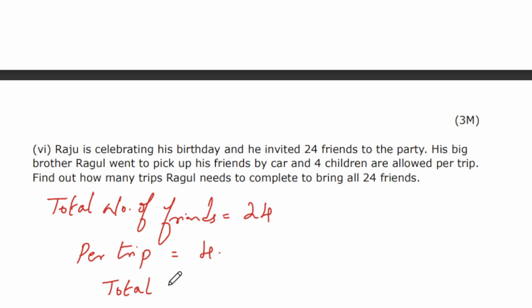So, total number of trips is equal to 24 divided by 4. So 4 sixes are 24. So 6 times. So how many trips are needed? Answer you can write: 6 trips are needed to bring all 24 students.